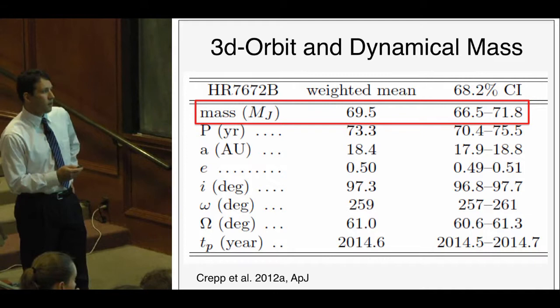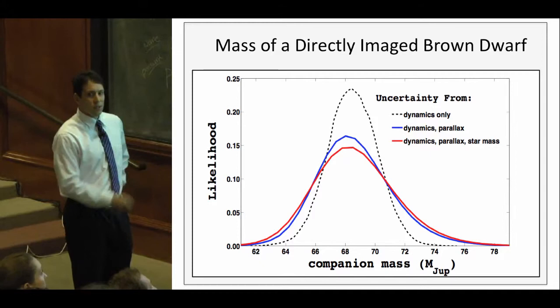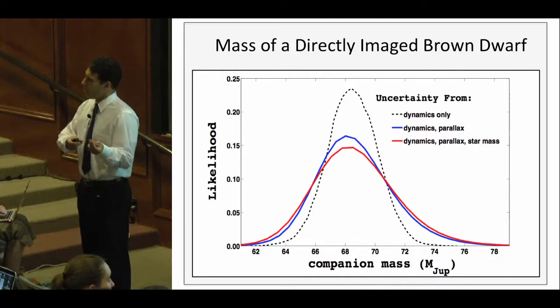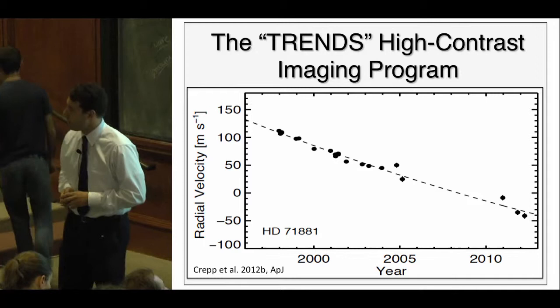And so this is more accurate and precise than theoretical evolutionary models. This is another way of looking at the mass. This is the final distribution after you account for parallax uncertainty and uncertainty in the mass of the star. And I mentioned that we measured the mass by measuring its radius through CHARA observations. And so based on this initial success, I decided it was a good idea to do a high contrast campaign at Keck and Palomar.